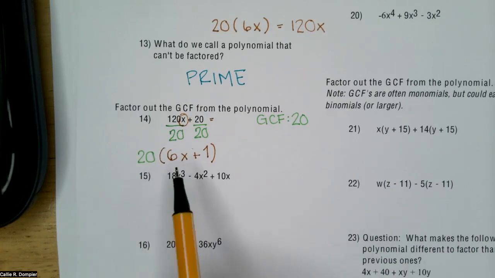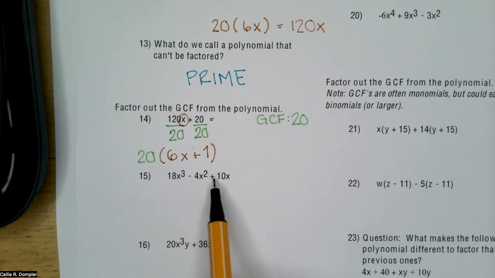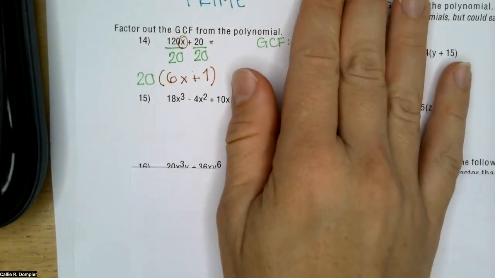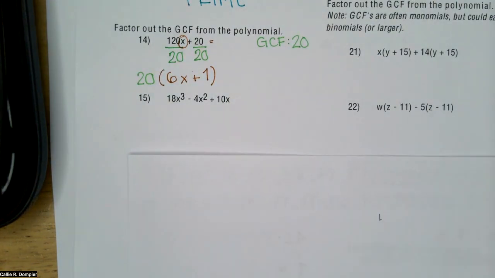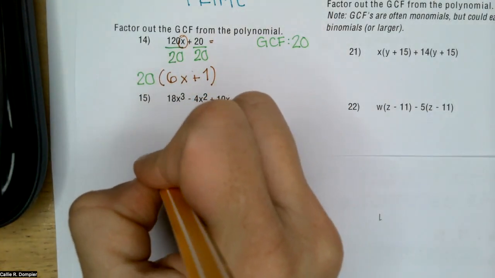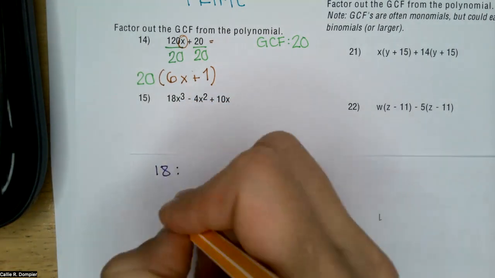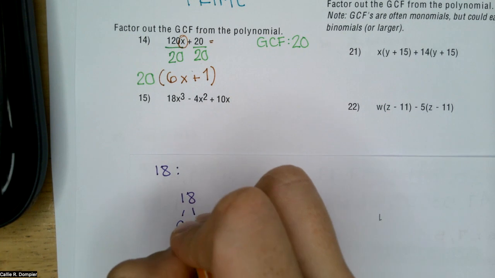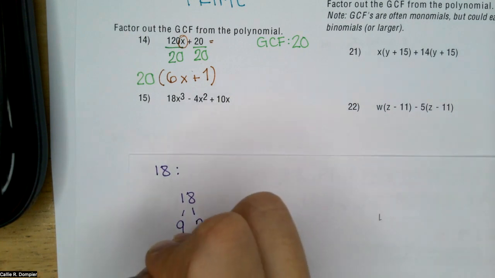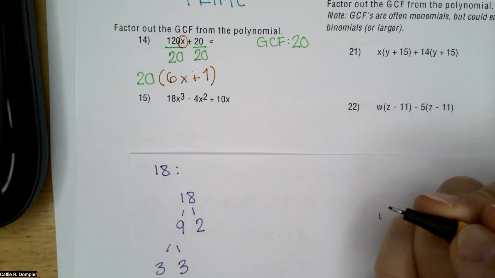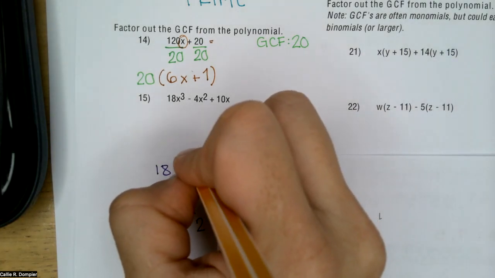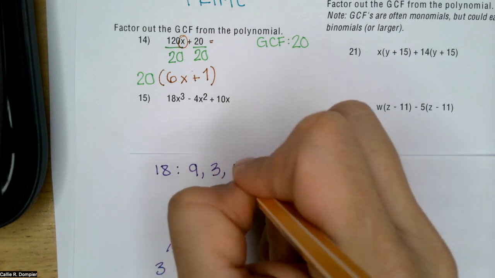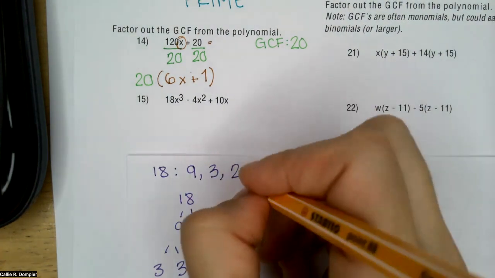Okay, here we have 18x cubed minus 4x squared plus 10x. What are the factors of 18, right? And do not hesitate, if you're in a hurry or you find this annoying, to Google what are the factors of 18. 18 is 9 times 2, right? 9 is 3 times 3. So the factors of 18 are 18, 9, 3, 2, and 1, sorry, gosh.